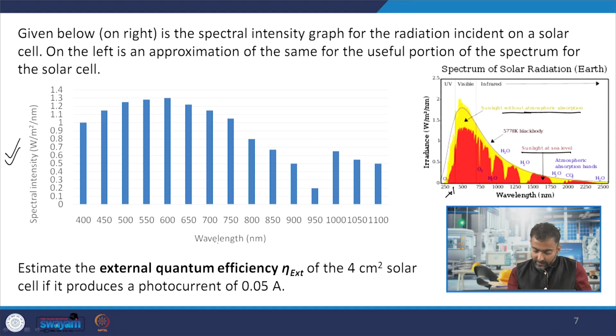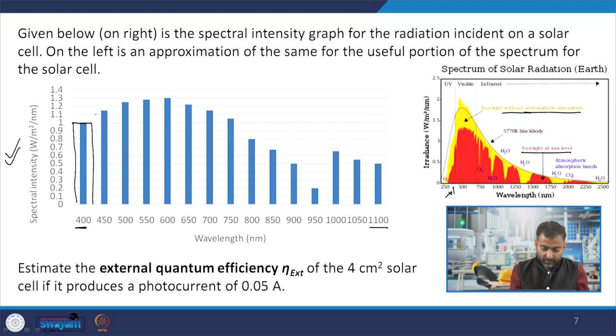So, suppose I am saying that there are these wavelengths from 400 to 1100 nanometer, and their spectral intensity is given like this. I am taking discrete, quantized values. So, around the mean of 400, that means from 375 to 425 nanometer, the spectral intensity is, let us say, 1 watt per meter square per nanometer.